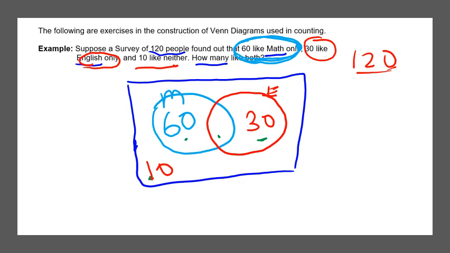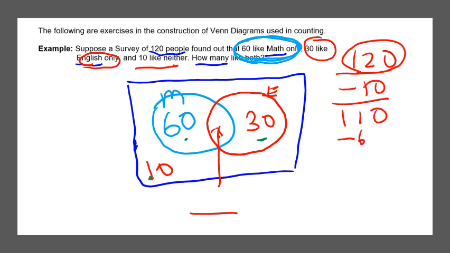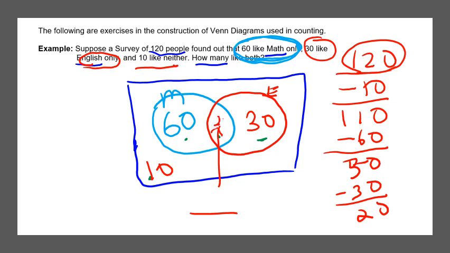So now I've worked with all my numbers except 120. If you think about it, there's 120 people in the world. There's one particular region missing, and that's what I'm actually looking for. The number that like both. Well, I already have accounted for 10 people. That's 110. I've accounted for 60 people. That is 70. No, I'm sorry. Not 70, 50. I've accounted for 30. So 50 minus 30 is 20. 20 people are missing. They have to be here, just because of the way a Venn diagram is constructed.